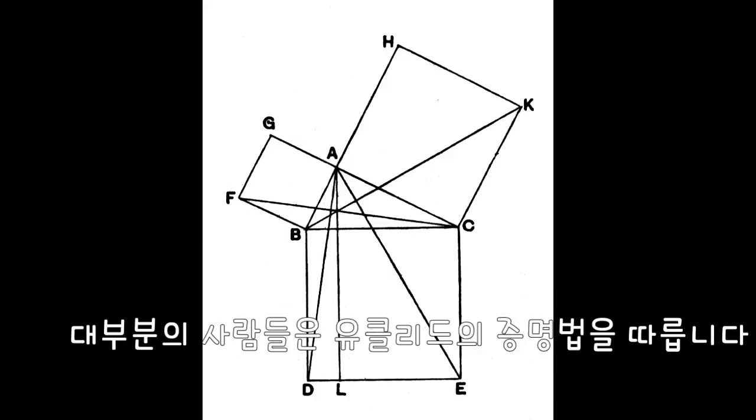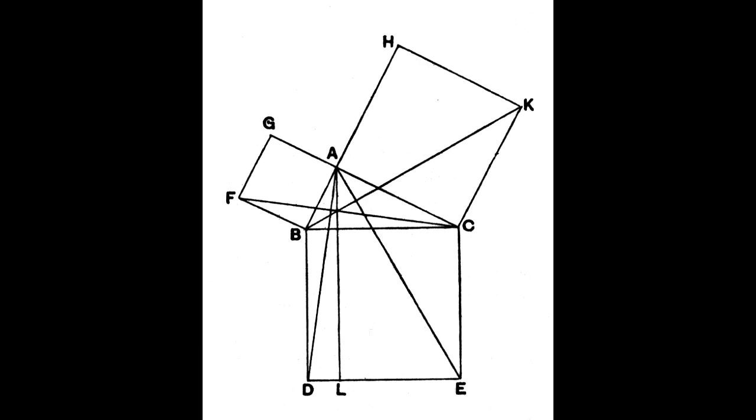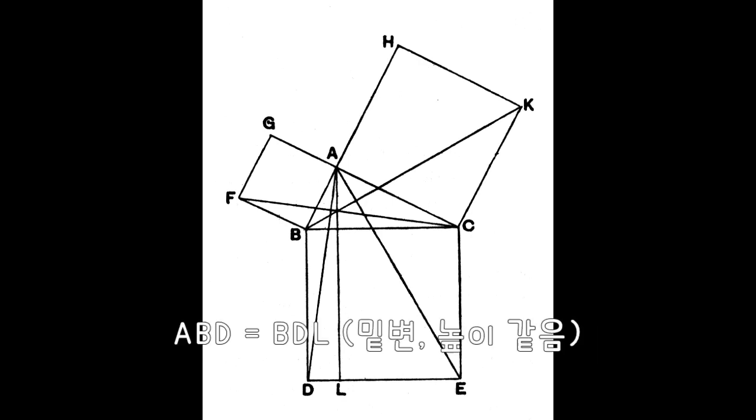A lot of you, I'm sure, will prove the theorem with Euclid's method. Here, triangle AFB, half of square ABFG, has the same area as triangle CBF, because they share this base and have the same height. Triangle ABD and triangle CBF are congruent shapes, having the same area, and triangle ABF has the same area as triangle BLD.